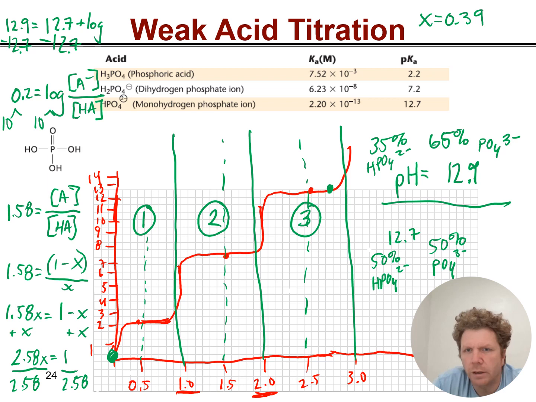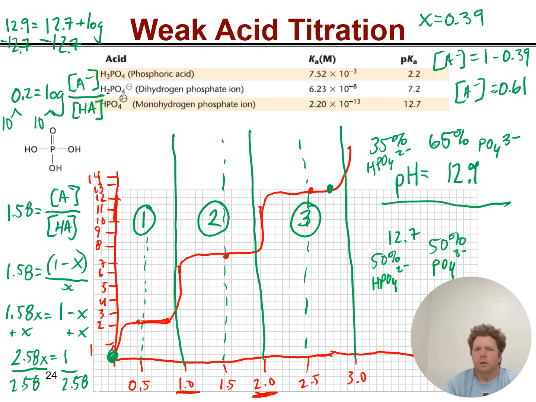So what does that mean for my concentration of A minus? Well, that is going to be 1 minus 0.39. So the concentration of A minus equals 0.61. So I have a concentration of 0.61 over 0.39, which aligns with what I expected, that my concentration of my deprotonated form, my PO4 3 minus, is greater than that of my protonated form.